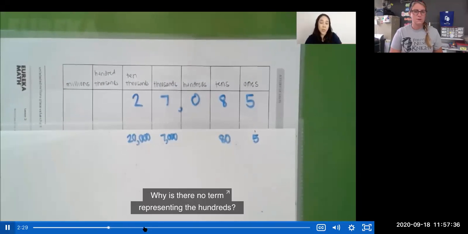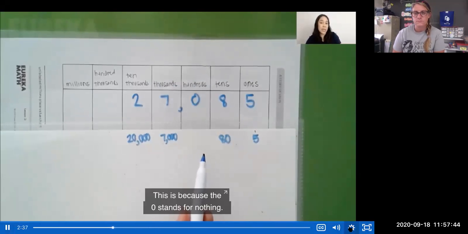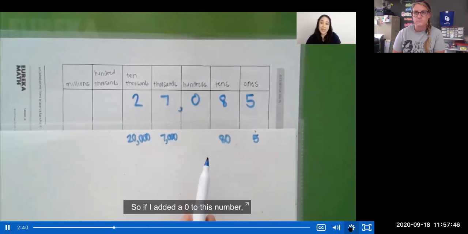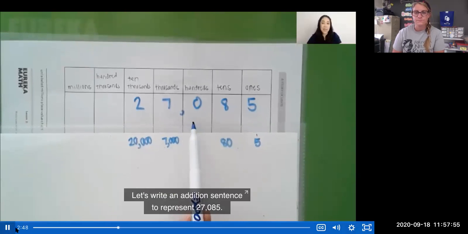Why is there no term representing the hundreds? This is because the 0 stands for nothing. So if I added a 0 to this number, it wouldn't change the value. Let's write an addition sentence to represent 27,085.